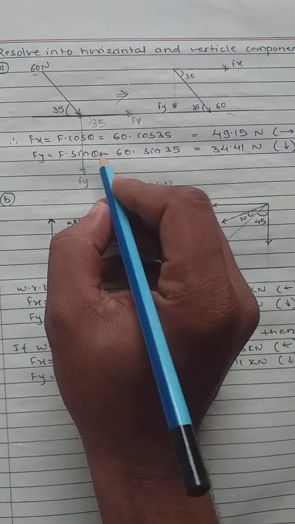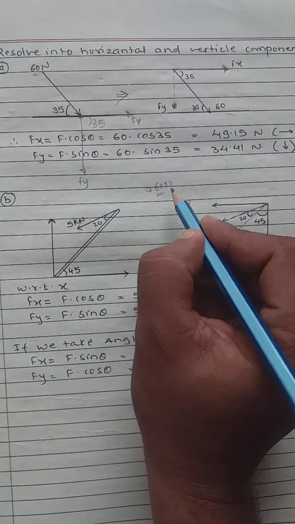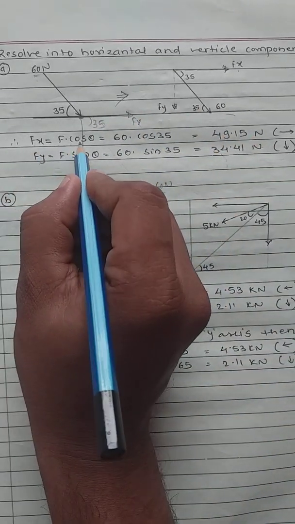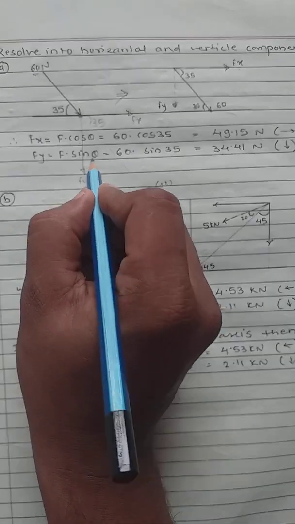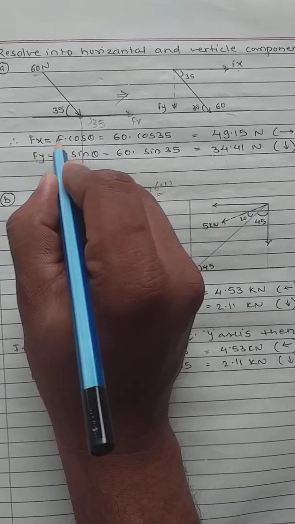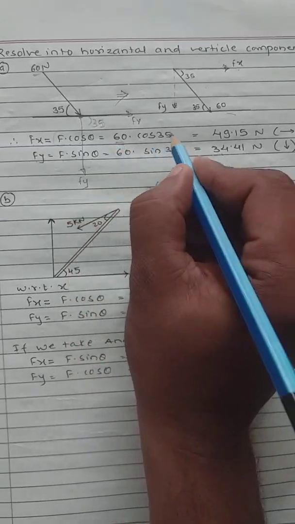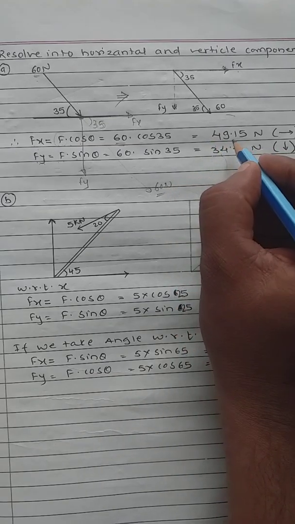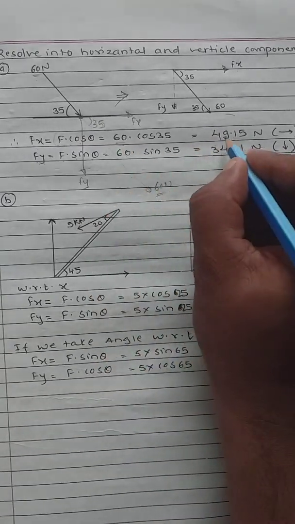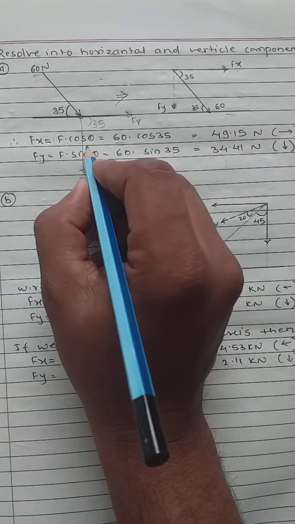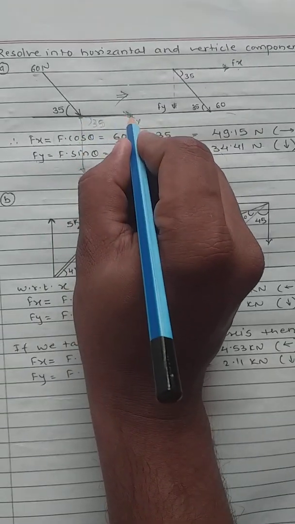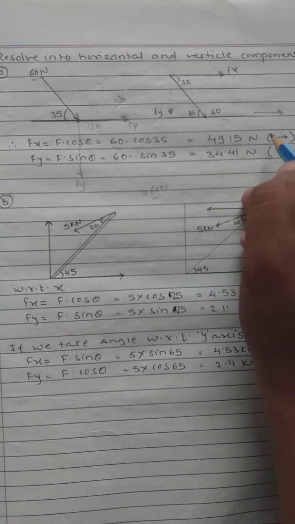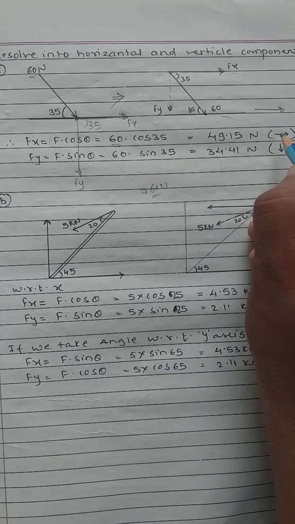Okay. So if there is a force whose magnitude is given, which makes an angle of theta with respect to the x axis, f of x will be f into cos of theta, f of y will be f into sin of theta. So what is the value of f? It is 60 Newton. Cos of 35, the angle with respect to x axis, comes to 49.15 Newton. The direction of x is towards the right hand side. That's why this 49.15 Newton is along the right hand side.